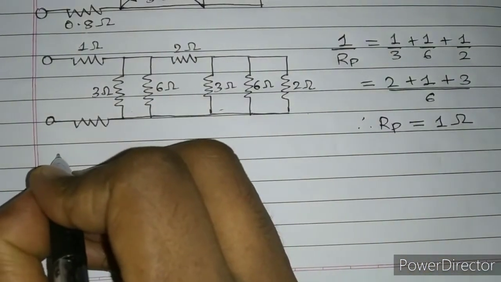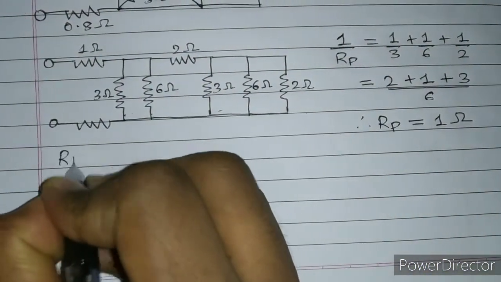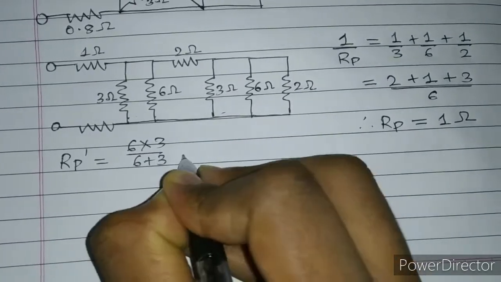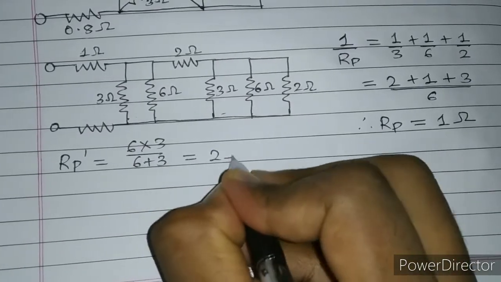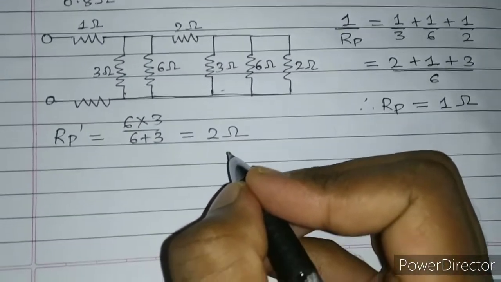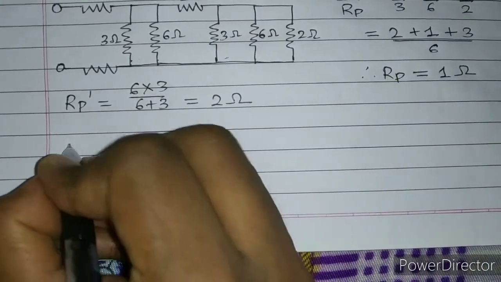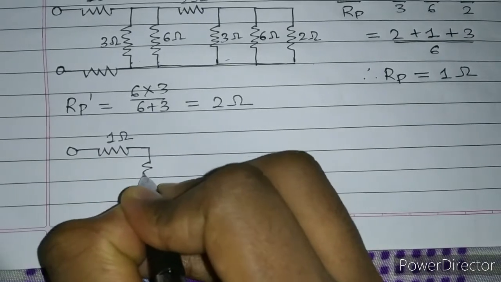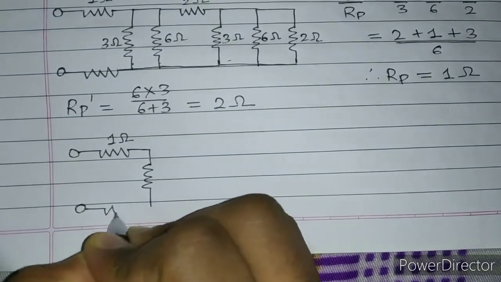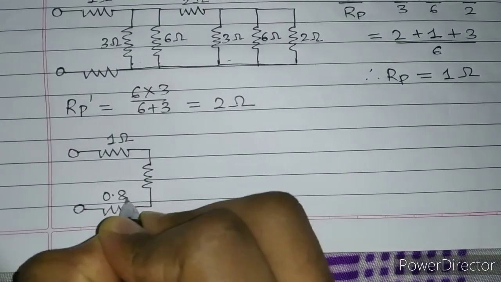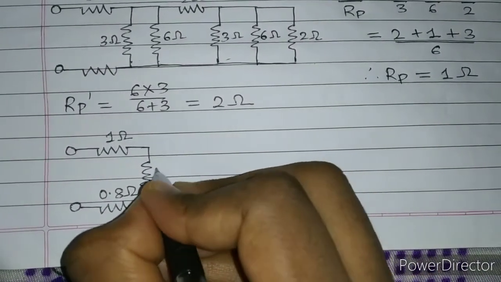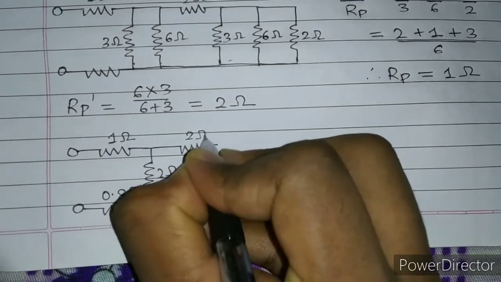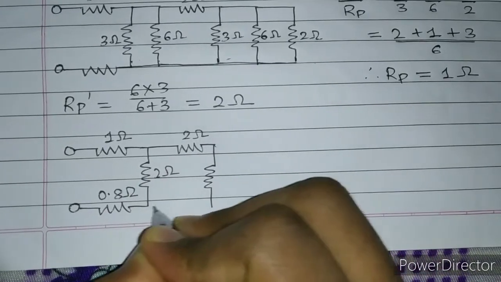The parallel equivalent of 3 and 6 ohms will be Rp dash is equal to 6 into 3 upon 6 plus 3, which is equal to 2 ohms. So the above circuit modifies to the circuit which I am drawing now. This is 1 ohm over here, 2 ohms over here, this is 0.8 ohms, in parallel with 2 ohms and 1 ohm.